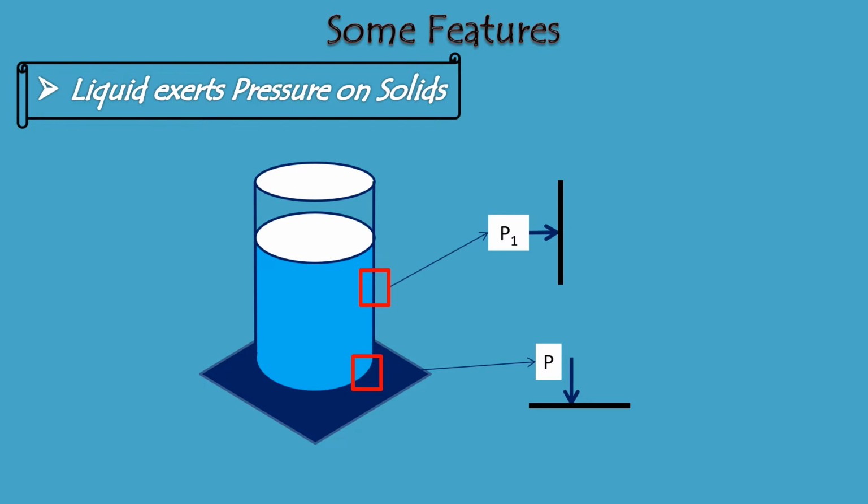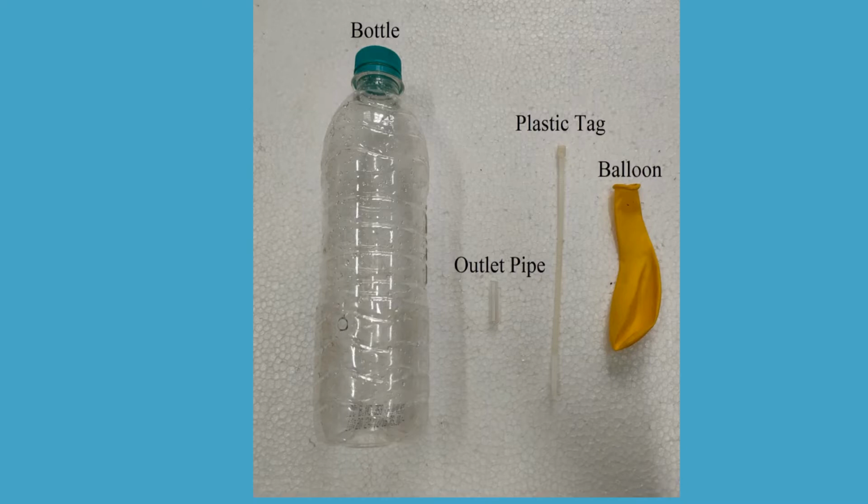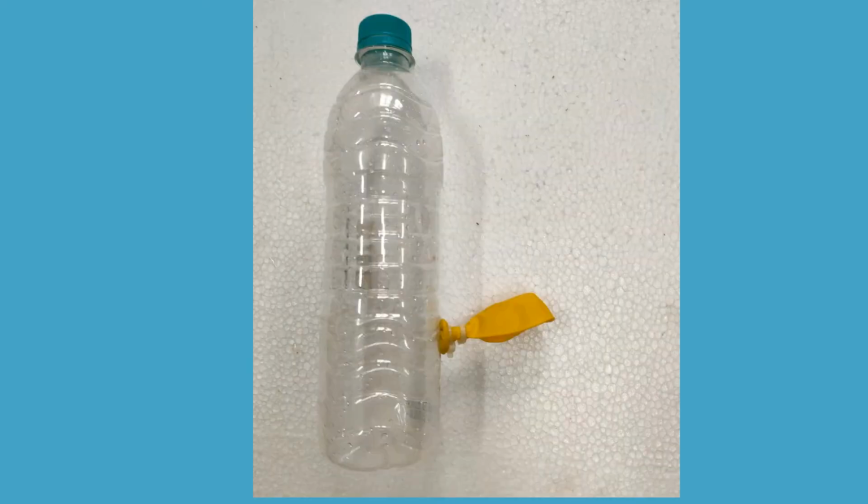To understand this, let us do a small experiment. In this experiment, we demonstrate the pressure exerted by liquid on solid walls of a container. The materials required are a normal water bottle with a hole at a location, an outlet pipe, a plastic tag and a balloon. The outlet pipe is attached to the hole of the bottle and a balloon is attached to this pipe. The final assembly looks like this.